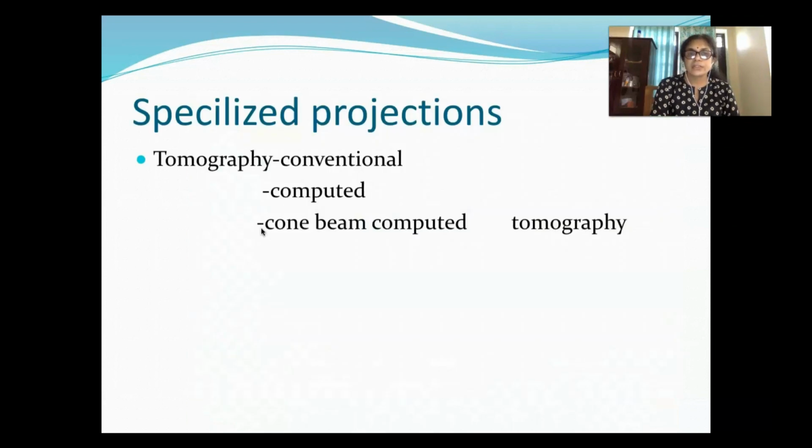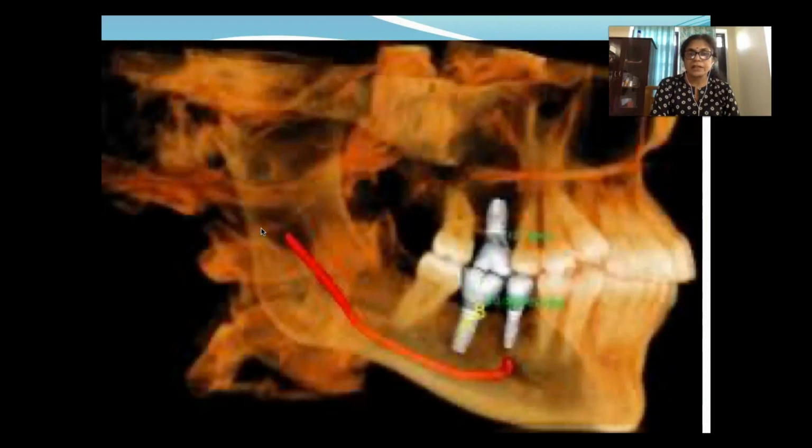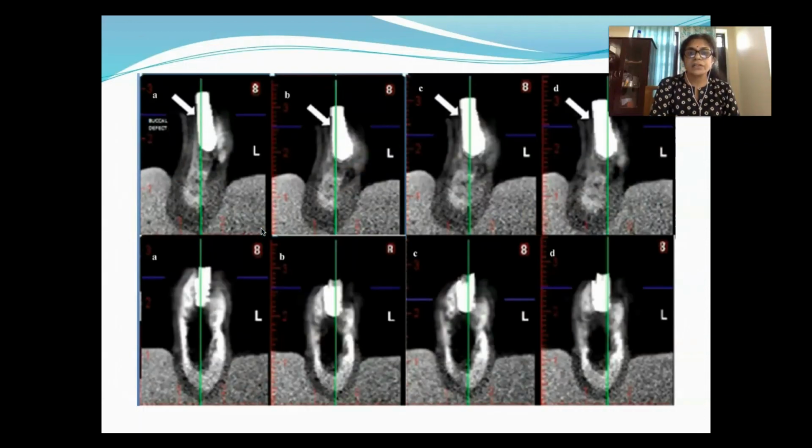Now, what are the specialized projections? One is tomography, that is conventional or computed, or cone beam tomography. Here we can see 3D cone beam tomography. In that we can analyze how far the canal is and how many implants can be placed. This is a post-operative CBCT. This can serve patient education as well as patient evaluation. This is a cross-sectional CBCT. In that we can see how well the implant has been placed, and how much bone density there is.